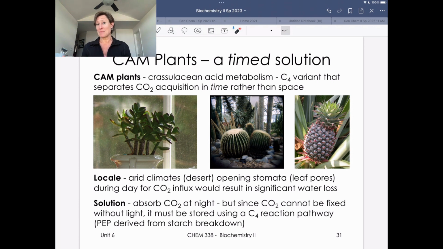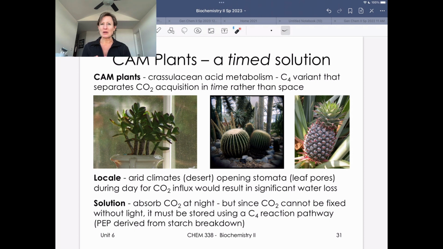Now, what's kind of neat to think about with this is they don't need to worry about sequestering it in a different space because the Calvin cycle is quiet at night. So they open their stomata at night, they bring in CO2, they fix it as malate. So they basically just have a soup of malate that's sitting there ready for when the sun comes up and can start then taking that malate, liberating the CO2, and allowing the Calvin cycle to do its chemistry once it's light out.